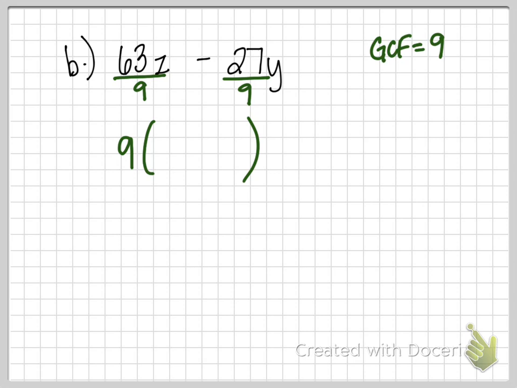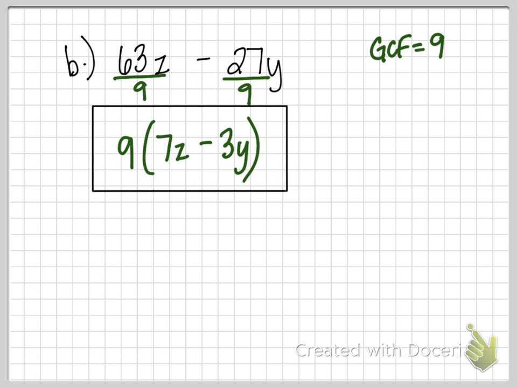63z divided by 9 would give me what, Miles? 7z. Don't forget your variable. It was a negative sign, so we bring down that negative sign. And Colin, what's 27y divided by 9? 3y. And that is factored form. Okay, we factored out the GCF. That means it goes outside the parentheses. Divided everything else by that GCF.